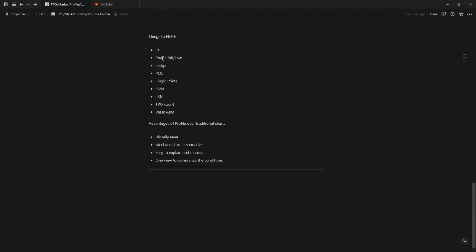Things to note: initial balance, poor high, poor low, ledge, POC, single prints. These are terms I will cover in detail in future videos, but right now I will give an overview of how to spot them and what exactly they are. Initial balance is nothing but the first 1 or 2 hours, depending on the strategy. I prefer 1 hour of the first trading session. Poor high, poor low, I will explain on the chart, that will be clearer. I will cover all this on the charts.